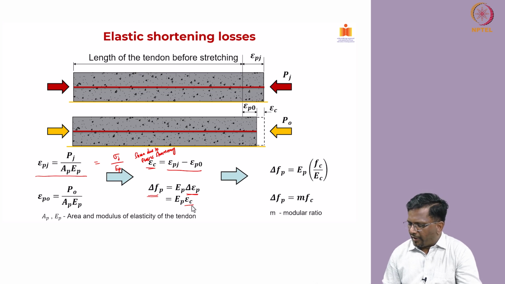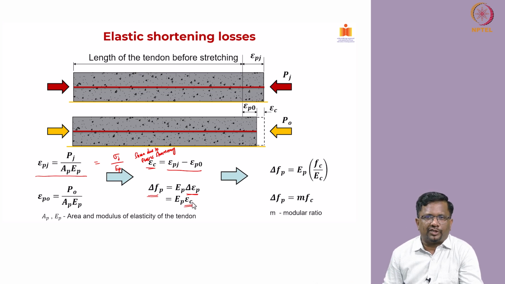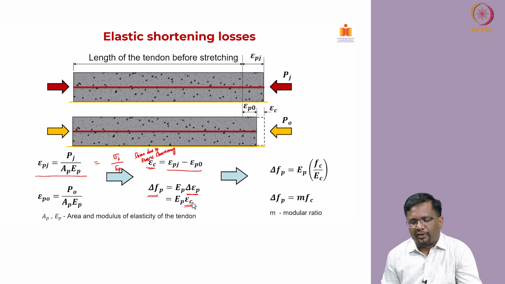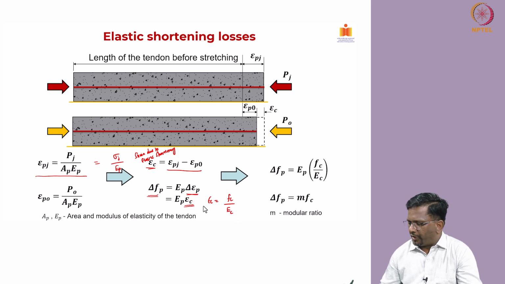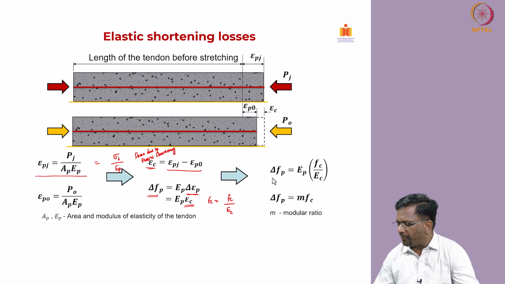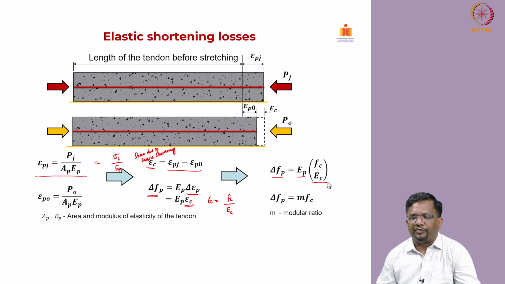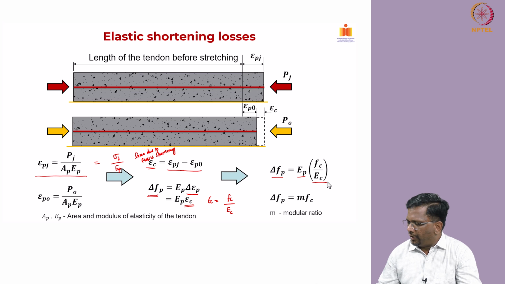Now, how can I write epsilon C? Epsilon C is a strain in the concrete. Now, the strain in the concrete can be written as the stress in the concrete divided by the elastic modulus of the concrete. Now, if I put that expression for epsilon C, then delta Fp will become EP into Fc by Ec.